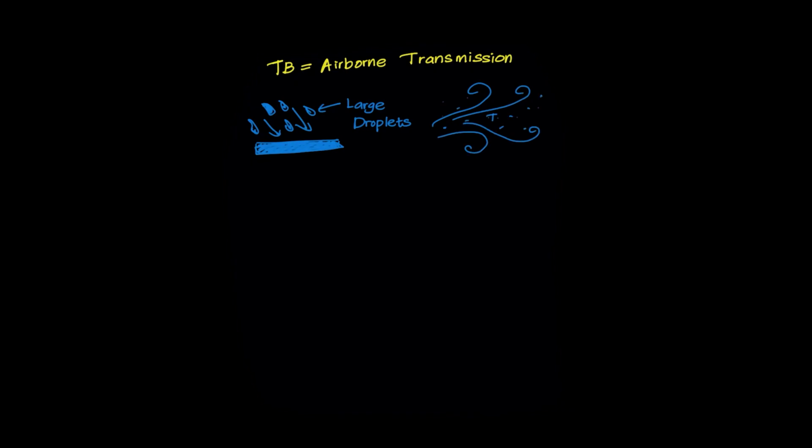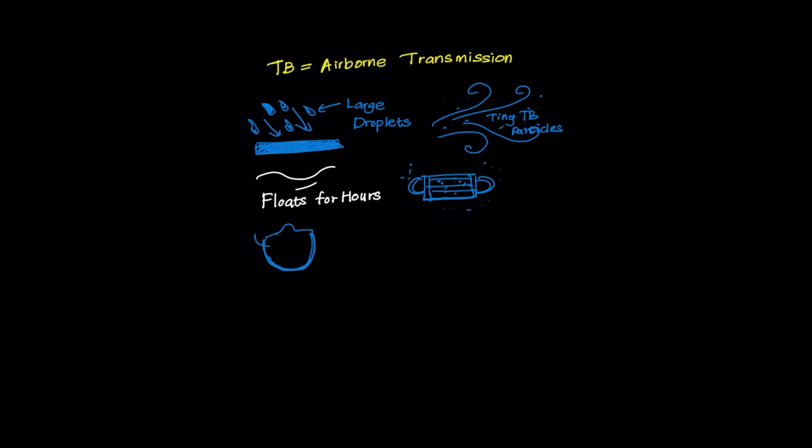Airborne precautions are essential for tuberculosis because of how TB bacteria travel. Unlike larger droplets that fall to the ground quickly, TB bacteria ride on tiny droplet nuclei that can float in the air for hours like invisible dust particles. These microscopic particles are so small they bypass the body's natural defences and travel deep into the alveoli. A regular surgical mask can't filter these tiny particles.